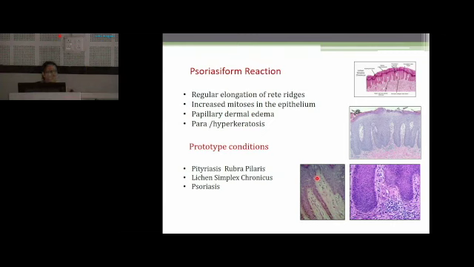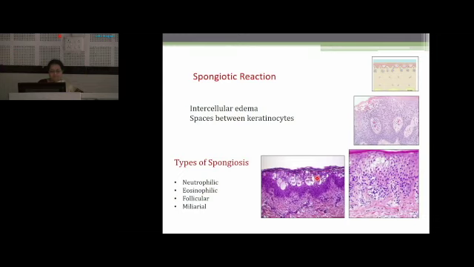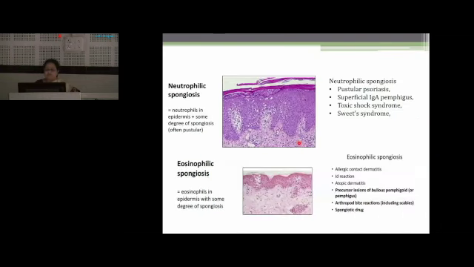So I will shift to the next pattern, that is the spongiotic reaction pattern. This is characterized by intercellular edema and increase in the spaces between keratinocytes. The type of infiltrate in between these can be neutrophilic or eosinophilic. Depending on that, they are classified as neutrophilic spongiosis, as seen in pustular type of psoriasis or Sweet syndrome, or eosinophilic spongiosis as seen in allergic contact dermatitis and atopic dermatitis.